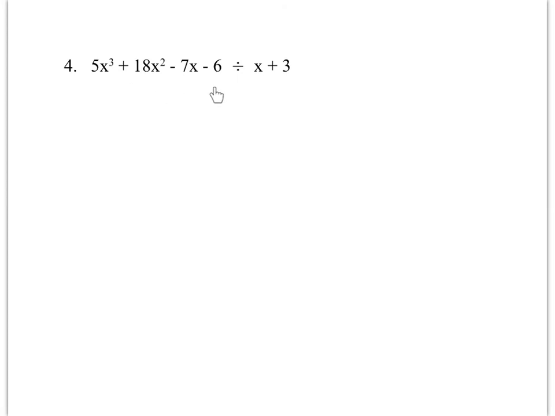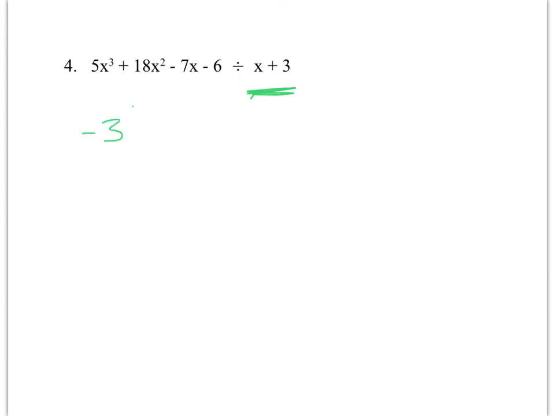Okay, let's do one more synthetic. We're going to divide 5x to the third plus 18x squared minus 7x minus 6 by x plus 3. I'm going to look at my divisor. I have a binomial of first degree. So I have x plus 3, and I'm going to take my a, which in this case is negative 3, because it's x minus minus 3.